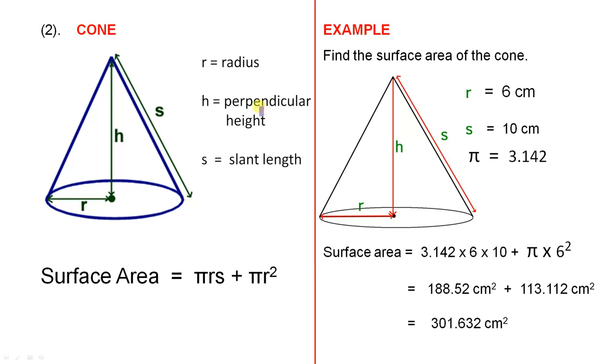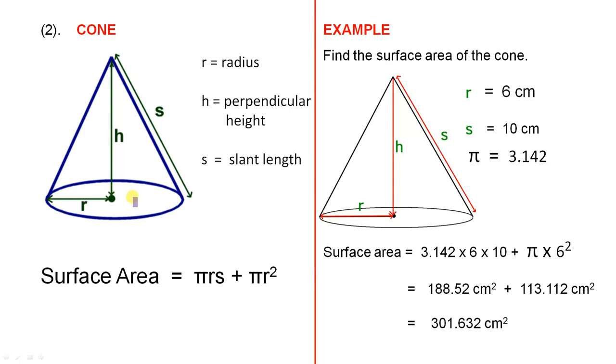The next one's the cone. Okay, so we have the radius, the height, and the slant side, or the slant length. So the surface area will be pi rs. Okay, pi rs. That's the surface area of that curved section there. Okay, plus pi r squared, which is the circle.